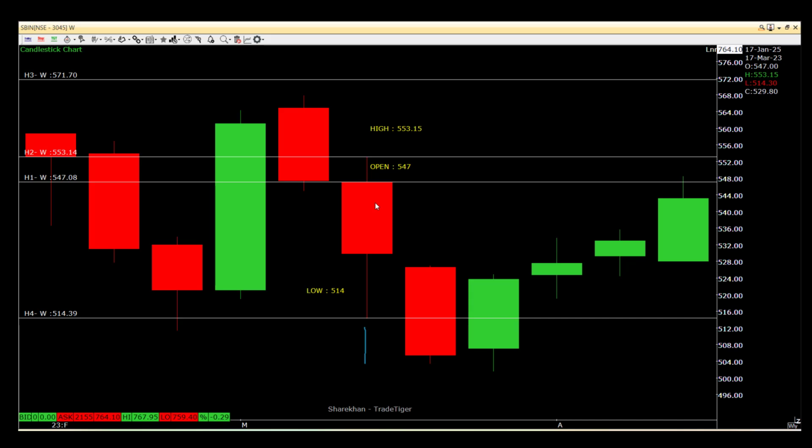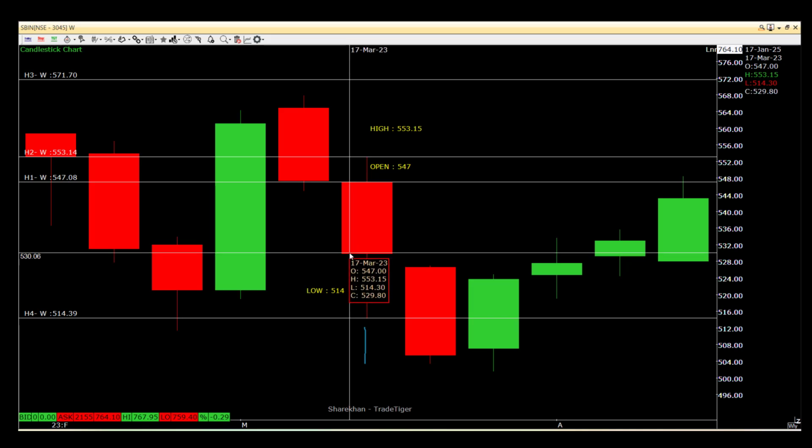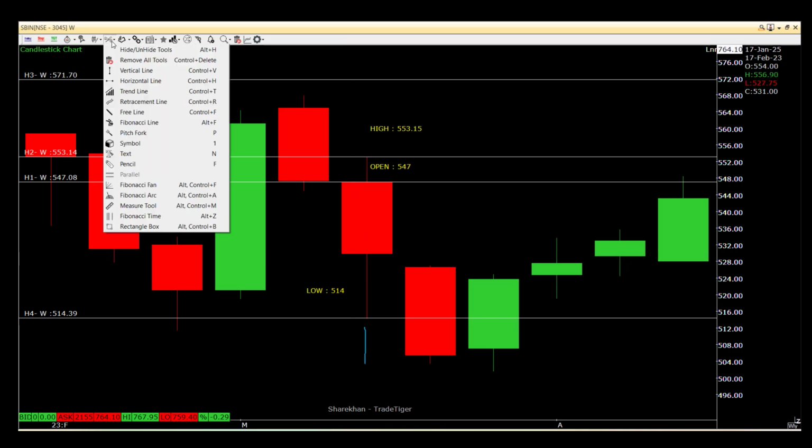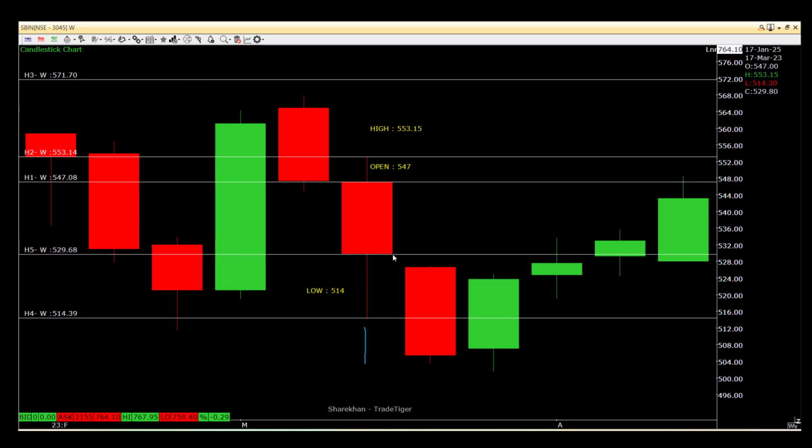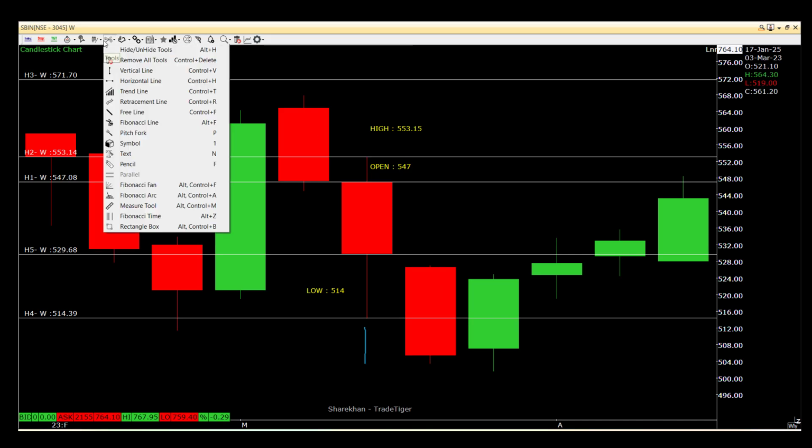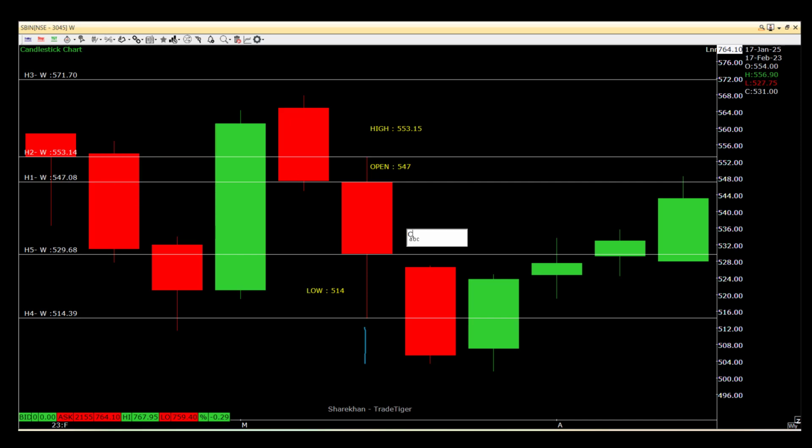Now as it opened at 547, you can see the closing is 529.80. Again see the right side upper part, the closing is below that. So as it was opening, it must be the closing, because the closing price is below the open price. We'll put that horizontal line here. This is the closing price, 529.80. So in this way, as the open price is higher and the closing price is lower, that's why the color of the candle is red.